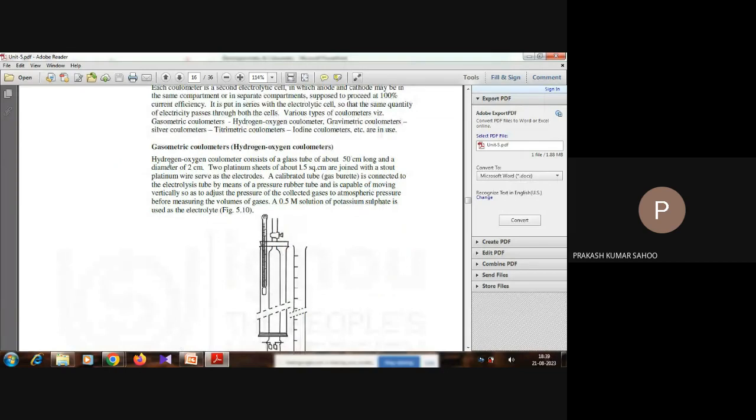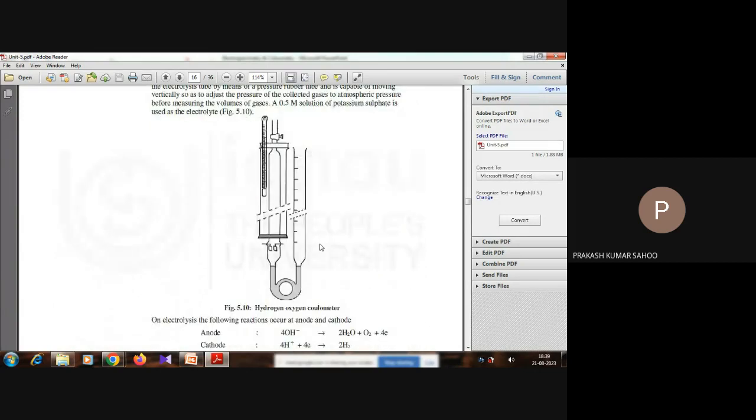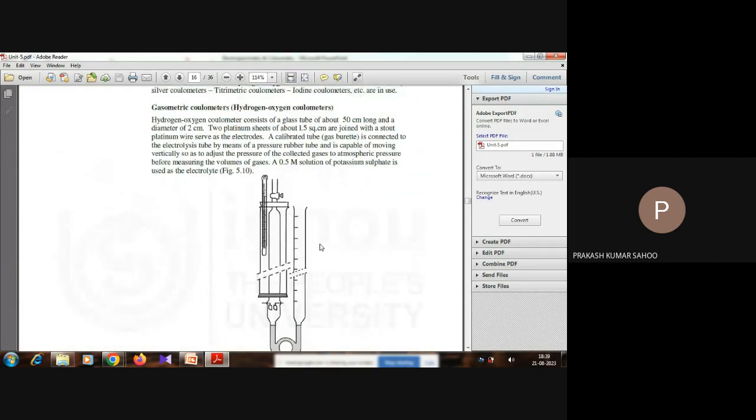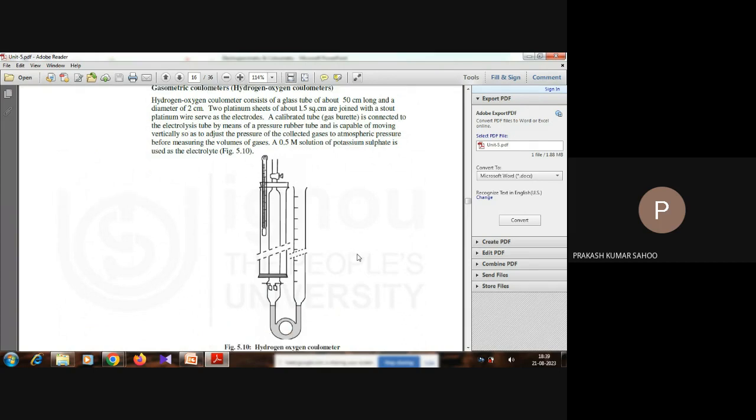Then it is followed by the gasometric coulometer, the hydrogen oxygen coulometer, where the anode and cathode are like this. This is 50 centimeter long, diameter 2 centimeter. Two platinum sheets of 1.5 square centimeters, joined with a stout platinum wire, serve as electrodes. Then a calibrated tube, that is a glass burette, is connected to the electrolysis tube by means of pressure rubber.